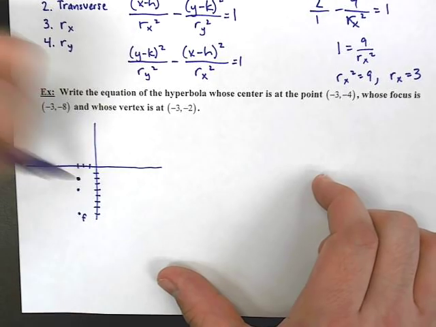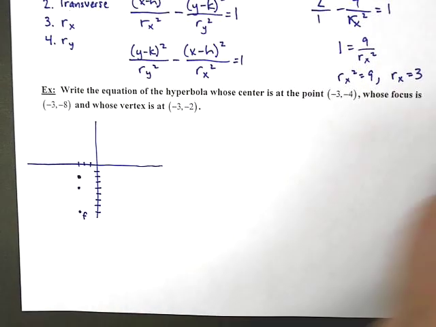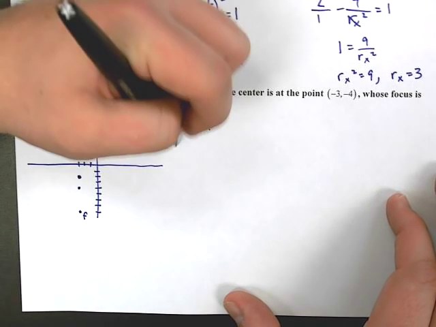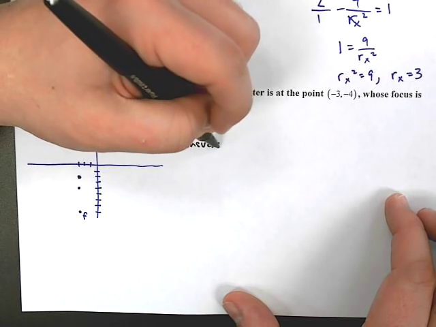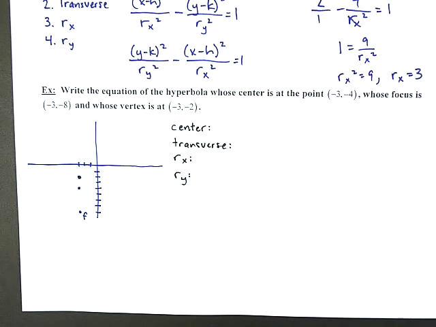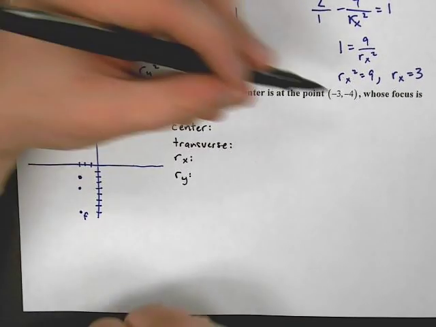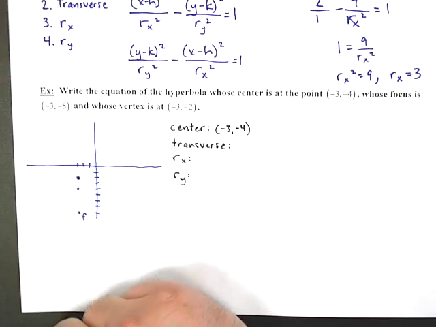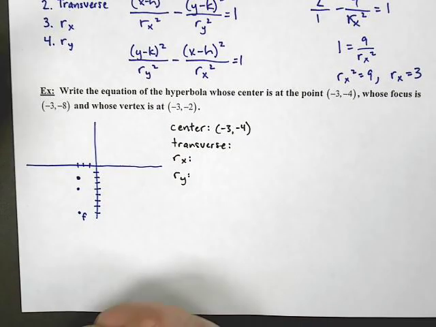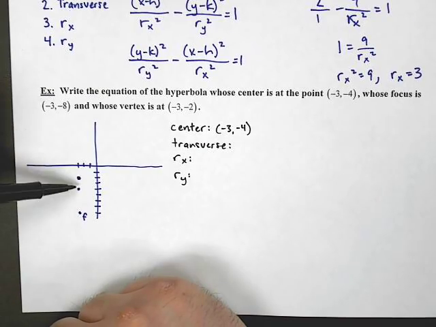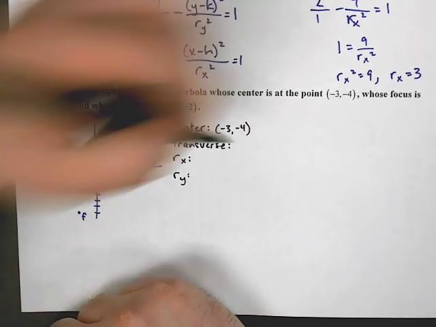All right, well, this tells me some things. I'm going to make my list. Center, transverse, r sub x, r sub y. I would say that we can actually, once again, plug in 3 things. I know the center. The center is -3, -4. I know the transverse axis. The transverse axis is where everything is, right? Our vertex is up from the center. Our focus is down from the center, so things lie on the y-axis. That's good.